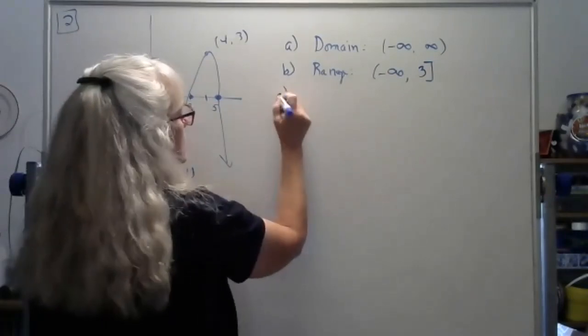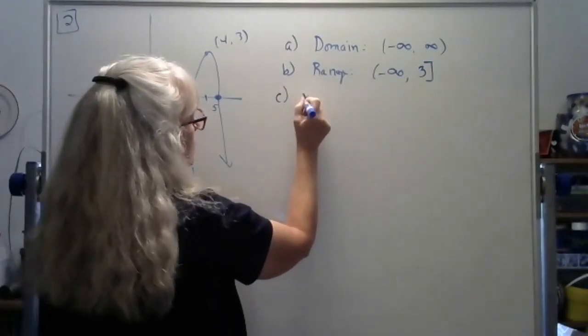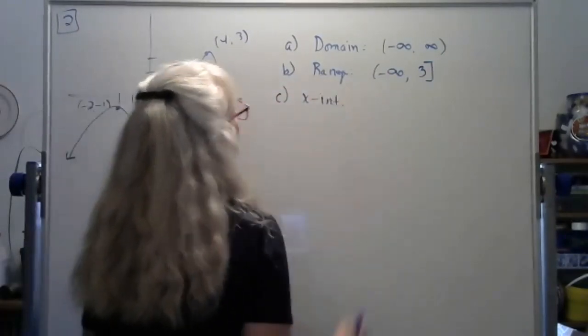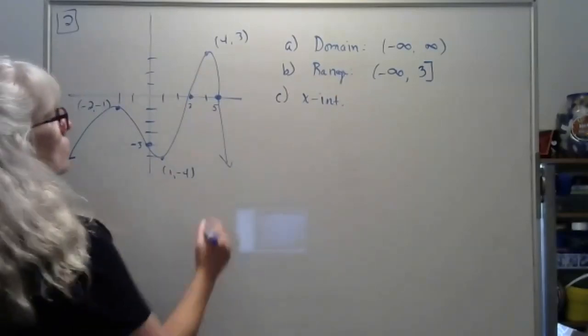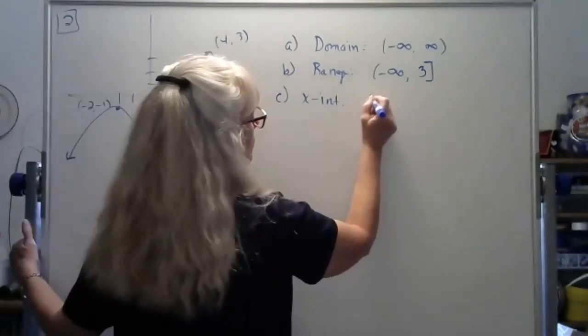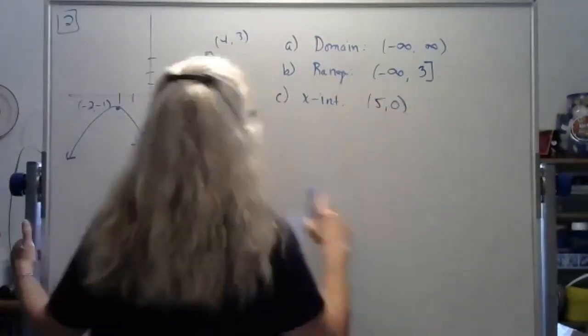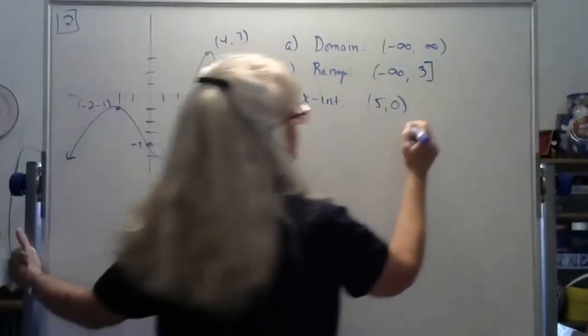Okay, the next thing we're going to ask for are the intercepts. So where are the x-intercepts? Five. Okay, so there's one at 5, 0, and then there's another one over here at 3, 0. Yep.